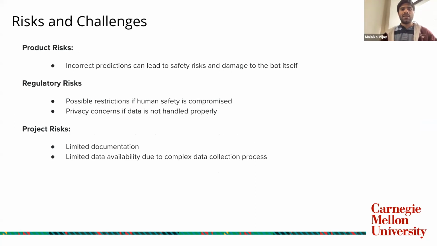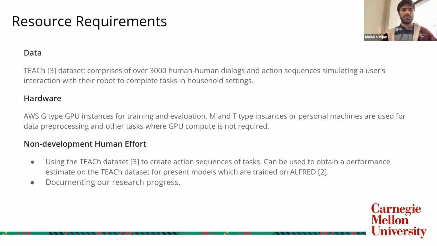The major risks and challenges include product risks, wherein incorrect predictions and actions can lead to safety risks and damage to the robot itself. And the other important one is regulatory risk, which includes privacy concerns if the data is not properly handled and human safety is compromised.